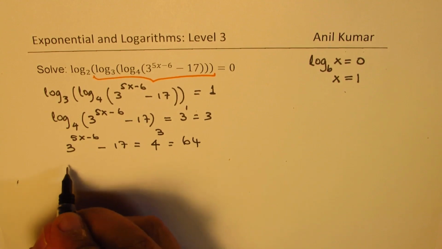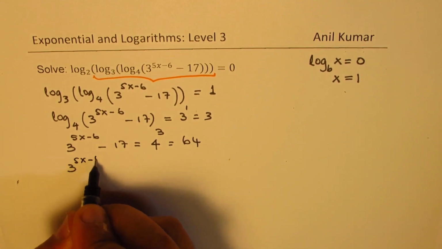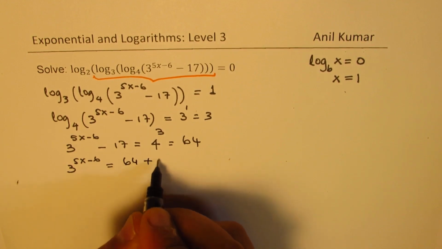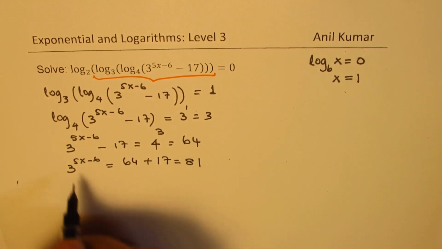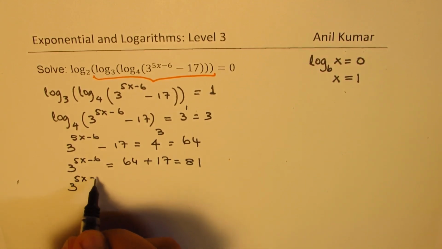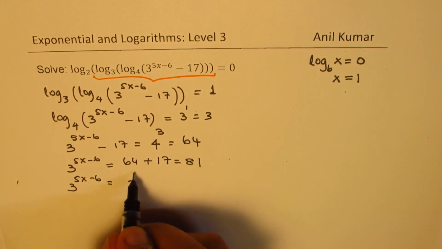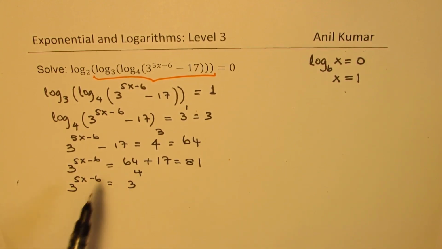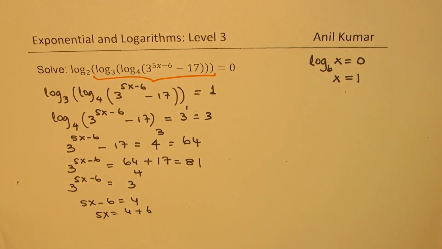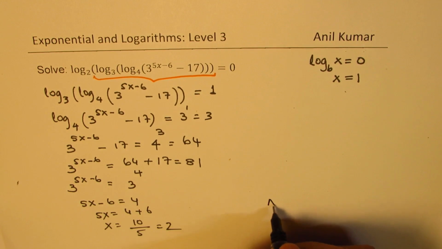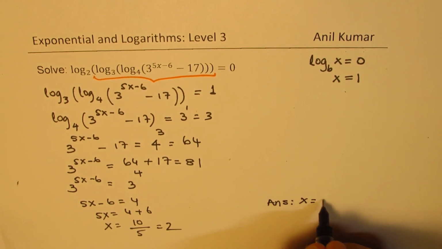We can take 17 to the right side, so we get 3 to the power of 5x minus 6 equals 64 plus 17, which gives us 81. So 3 to the power of 5x minus 6 equals 81, which is 3 to the power of 4. With the same base, we can equate the exponents. So we get 5x minus 6 equals 4. 5x equals 4 plus 6, right? So we get x equals 10 over 5, which equals 2. So we get our solution as x equals 2.